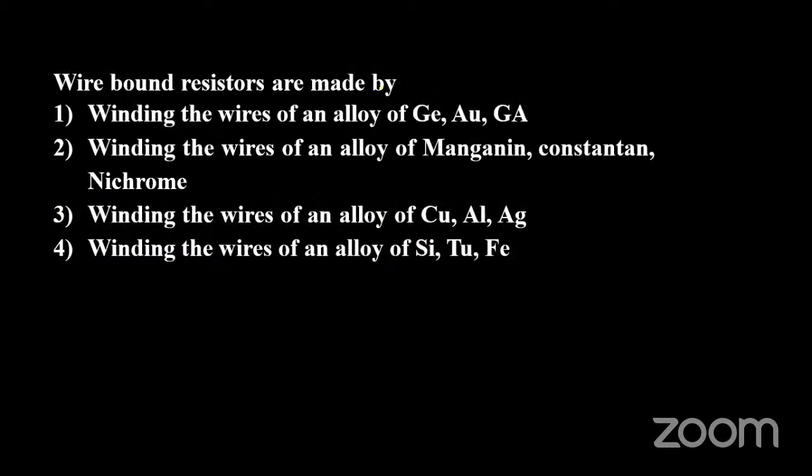Wire wound resistors are made up of winding wires of an alloy of germanium, aurum and gallium, or winding the wires of aluminum, magnesium, constantan and nichrome, or copper, aluminum and Ag, or silicon, iron and TU. So it is the alloy of magnesium, constantan and nichrome.